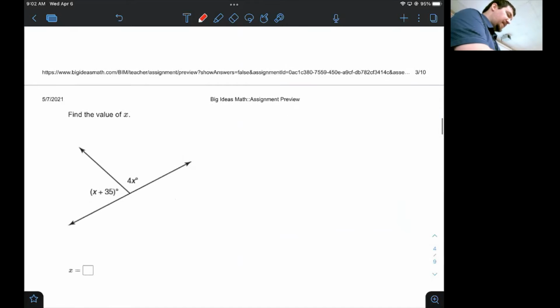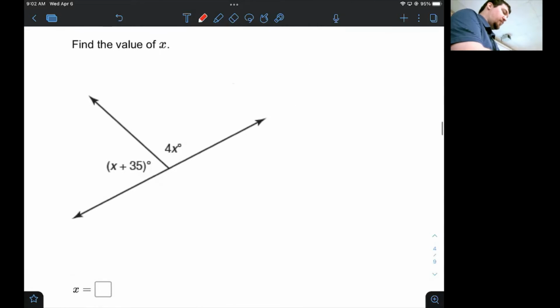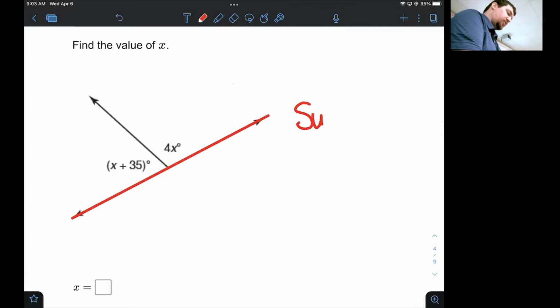Number 4 says, find the value of X. We're going to do it the same way we did in number 2 for that last one. These two angles are going to add to what angle measurement? Maddox? 180. They sit on a straight line. We would say that they are supplementary if they sit on a straight line and add to 180 degrees, because two angles that add to 180 are always supplementary.